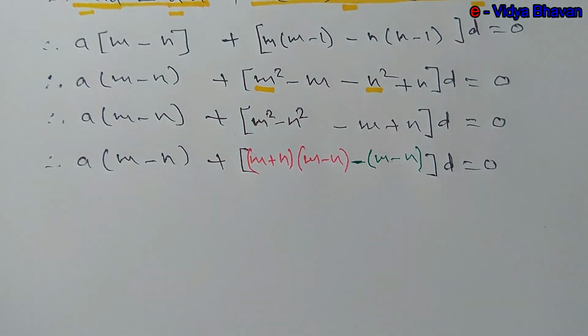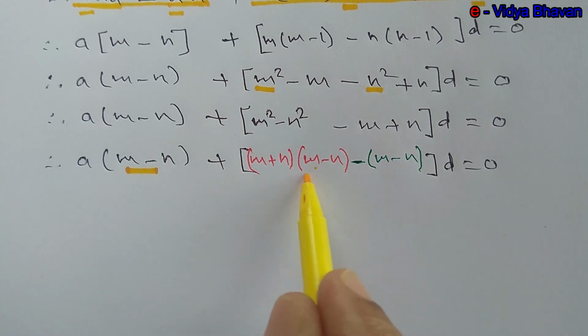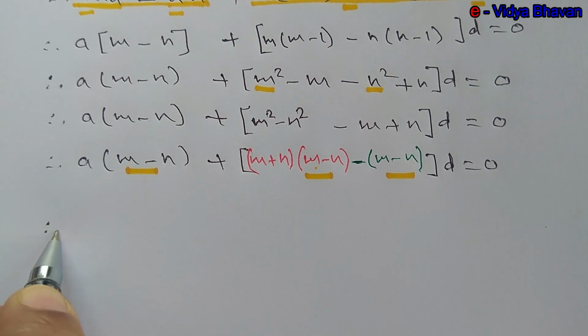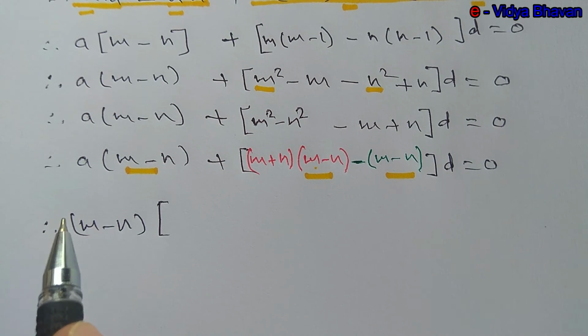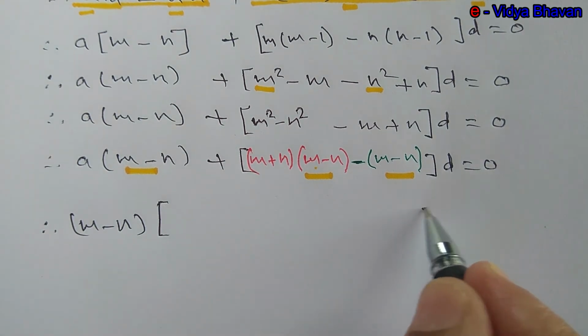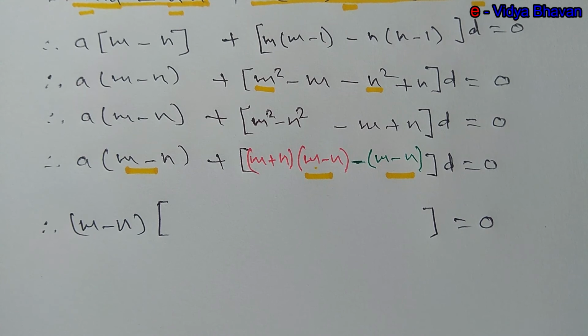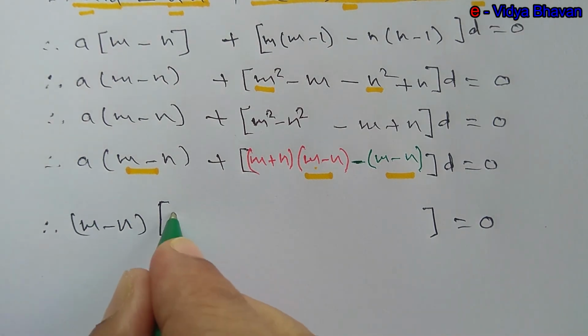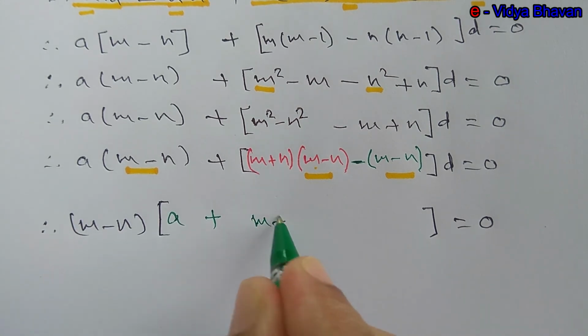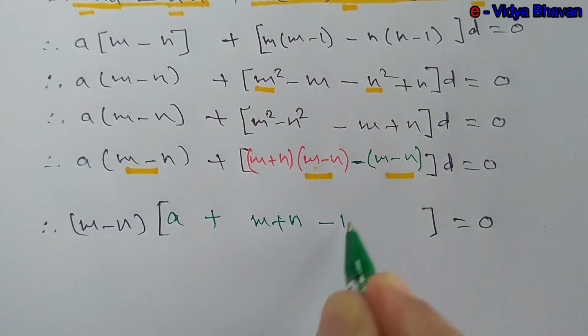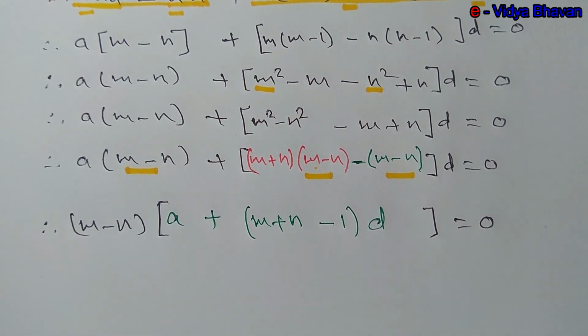Now if you see, here is the first term, here is the second and third term inside the bracket. Here we can take directly m minus n common. So we can say m minus n we are taking common, and we are left out with m plus n, and here nothing but 1, bracket d.